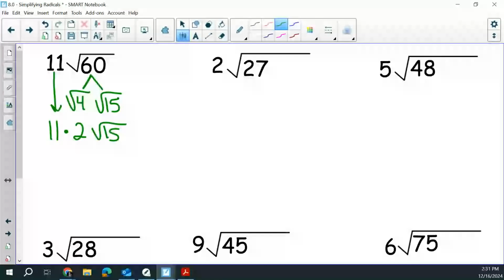So what you now have to do is you multiply the 11 by the 2 numbers on the outside, and my final answer would be 22 square root of 15. Let's just look at one more example.